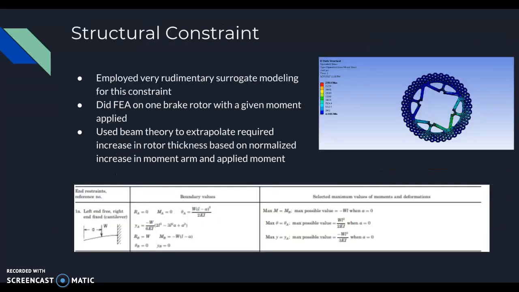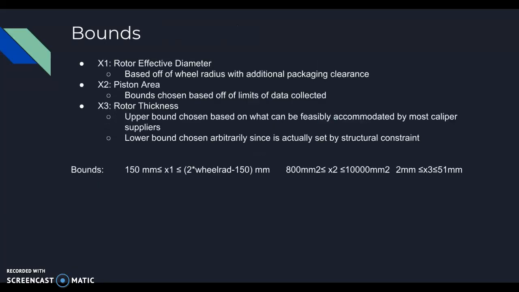For the structural constraint, this was basically a rudimentary surrogate modeling from one run of finite element analysis to determine what an acceptable stress state would be for one instance of a rotor placed under a moment, and then from this extrapolating based off the percentage increase in both the moment and the moment arm, what the required increase in the rotor thickness would be.